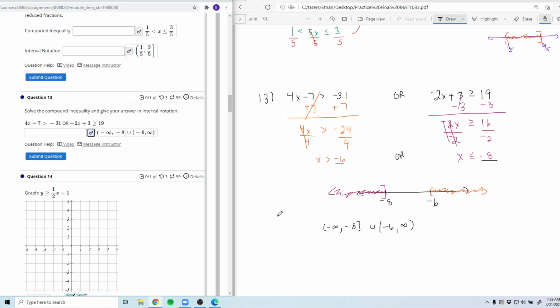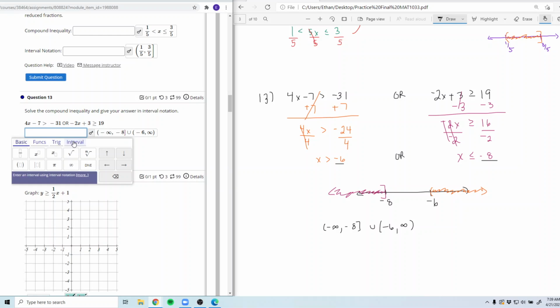Now, you should know how to do this from before, but if you are a little shaky, remember you can click on the interval. It'll have all the setups for you with the infinities and everything, and the union symbol is right here when you type it in. Don't type in the letter U, you have to use this symbol right here.